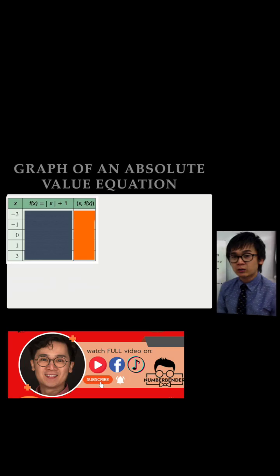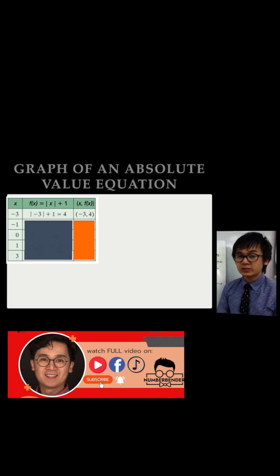So in this particular function, our x values are still assigned. We have negative 3, negative 1, 0, 1, and 3. Now, our task is to find the value of f of x, or the y value, so that we'll be able to plot our points. So if x is negative 3, f of x will be equal to 4, or y is equal to 4. So our first ordered pair will be negative 3 and positive 4. And if x is equal to negative 1, the absolute value of negative 1 is positive 1. Add it with 1, which gives you 2. So the second point will be negative 1 and positive 2.